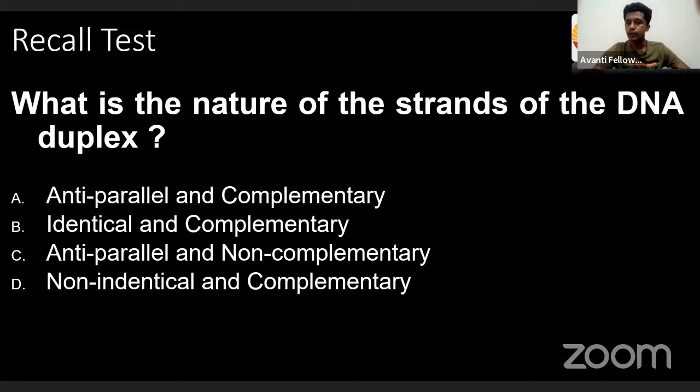So YouTube students, I know you cannot see the poll, right? So you can try to answer in the chat box. It will help us to understand better. The question is about what is the nature of the strands of the DNA duplex. All right.